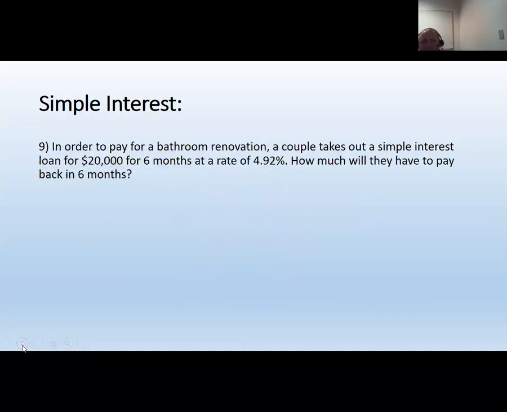Here's the next problem. It says, in order to pay for a bathroom renovation, a couple takes out a simple interest loan for $20,000 for 6 months at a rate of 4.92%. How much will they have to pay back in 6 months? You're going to need to use the simple interest formula for future value. A equals P times 1 plus RT. So I'm going to give you about a minute and a half to try this particular problem, and then we'll go over it together.